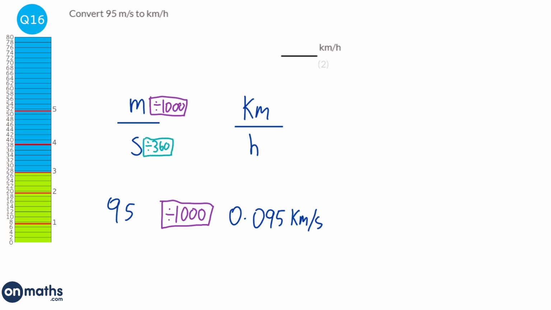Seems simple enough. But the seconds are at the bottom of a fraction, and when you divide the bottom of a fraction by something, you actually times the whole fraction by that thing. So we're going to times the whole fraction by 3600. And so we do 0.095 times 3600, and you get the answer of 342 kilometers per hour. So our answer is 342 kilometers per hour.